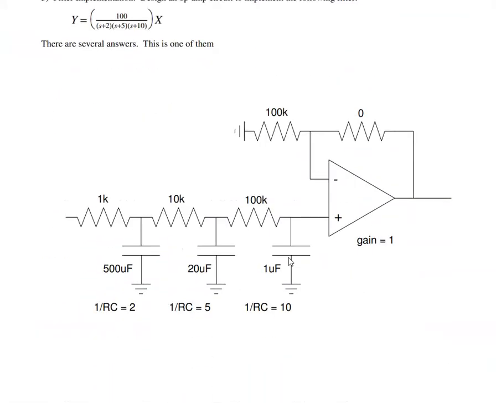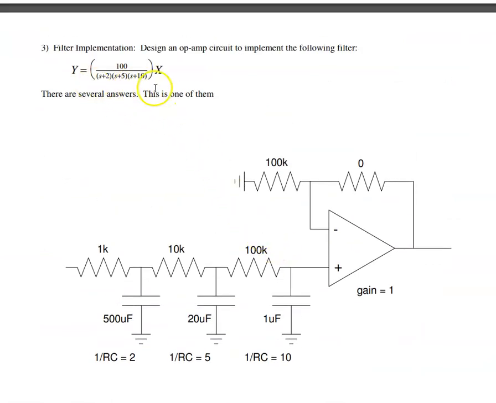Problem number 3 is to come up with a circuit to implement this transfer function. When I have real poles, I can just use an RC filter. To avoid loading, I'll increase R by 10 times, going from 1K to 10K to 100K. For the first one, I want 1 over RC to be 2, one over RC to be 5, and one over RC to be 10. That solves for C. Then to match the DC gain, this has a DC gain of 1, so at that point I'm done. If I want to give it a little more power, just throw in an op amp with a gain of 1, which is a voltage follower. And here's the circuit. That's one possible solution.